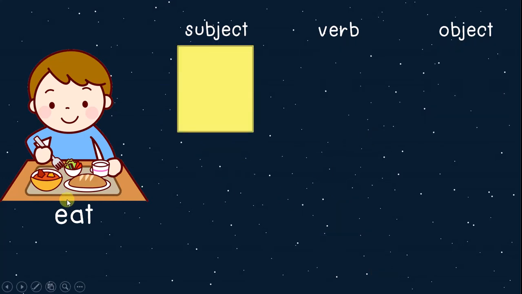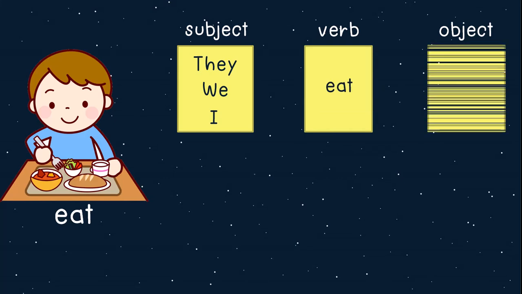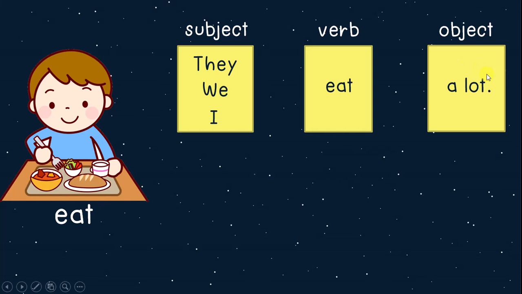Okay, next example. I'm still using the same verb which is eat, but I change the subject. Now we have they, mereka, we, kami, and I, saya. The verb is still eat, and I will be using the same object which is a lot. Alright. They, we, and I, these are called plural subject.